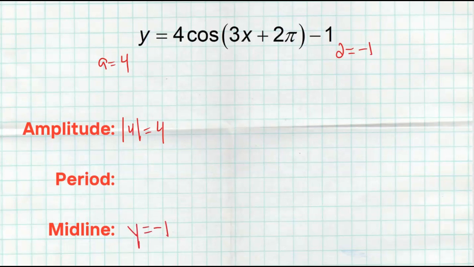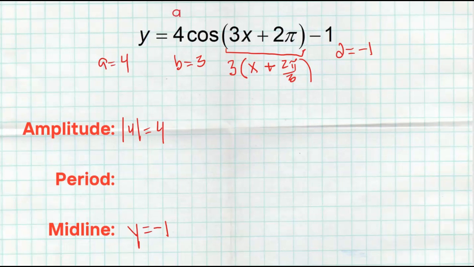Now, a lot of kids want to jump and say the b value is 3, and that is true. The b value is 3, but the c value is not 2 pi. Remember, the original breakdown for these functions is that we need to have that b value factored out. So it needs to look like this. So inside of the parentheses here, inside of the cosine, I'm going to factor out that 3. And if I do that, I'm dividing out that 3, I get 2 pi/3. There's my c value.